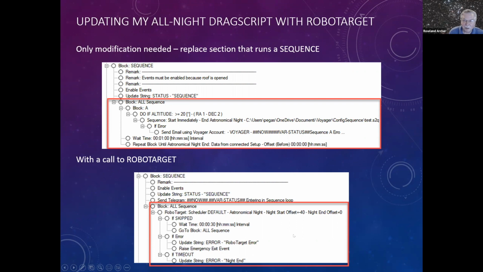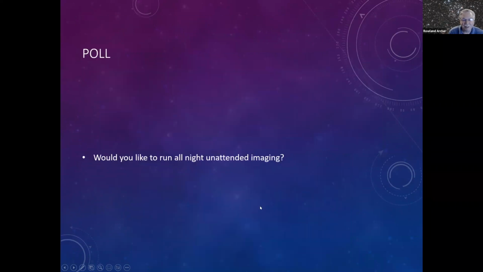I was actually kind of shocked back in January when I got the first beta build of Voyager Advanced, and said, oh, what the heck, I'll go for it, and loaded it up on my observatory, and by gum, it worked. So let's take another poll here now, Christian, and this one is about, would you like to run your setup all night unattended?